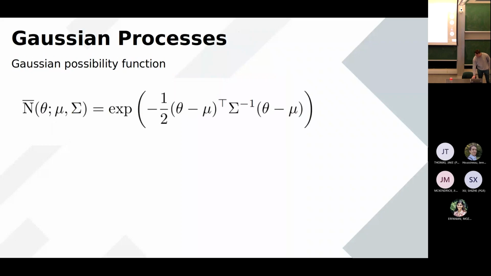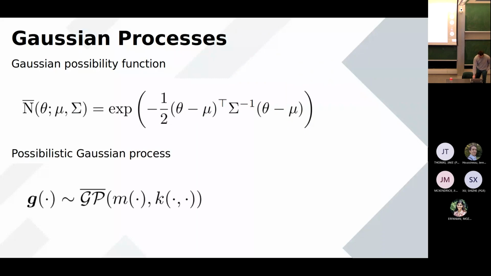So to start with the Gaussian processes, this is the Gaussian possibility function. It looks exactly like the probabilistic case. It's just normalized to 1 rather than to have integral 1. And a possibilistic Gaussian process is this function m and a function k.